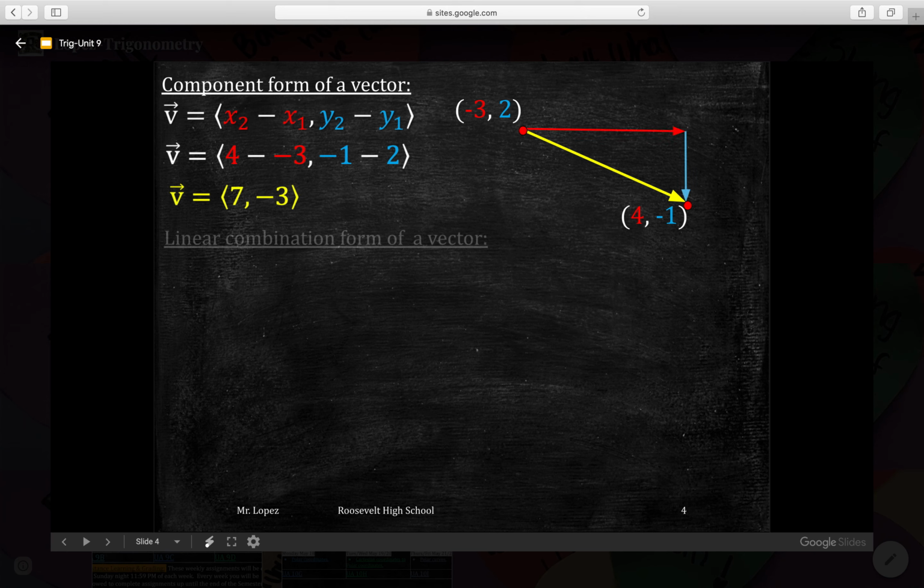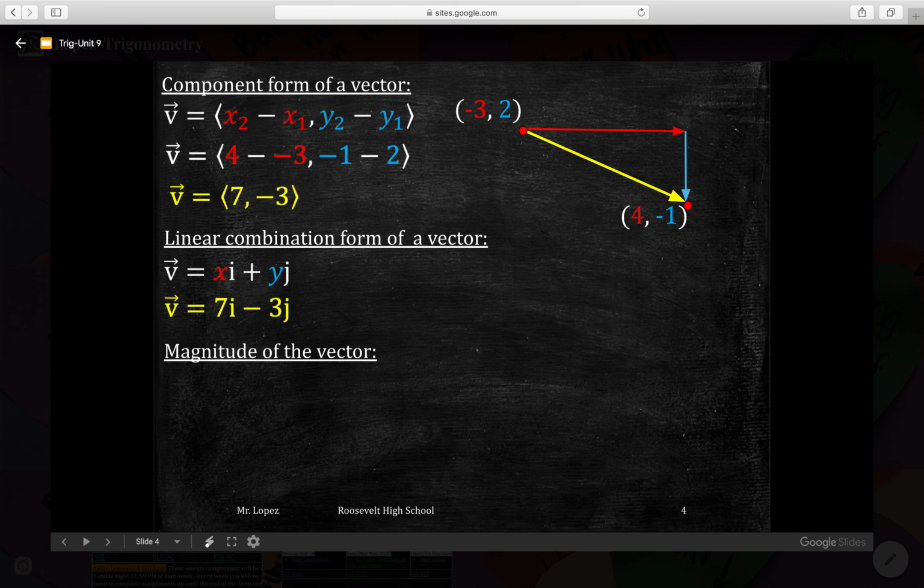Same thing, the linear combination form of the vector is going to say that it's moving 7 units in the i direction and negative 3 units in the j direction. The magnitude of the vector, again, is basically the Pythagorean theorem. There it is. Plug in the numbers, work it out. You get 7 squared is 49, negative 3 squared is 9, 9 plus 49 is 58, square root of 58.